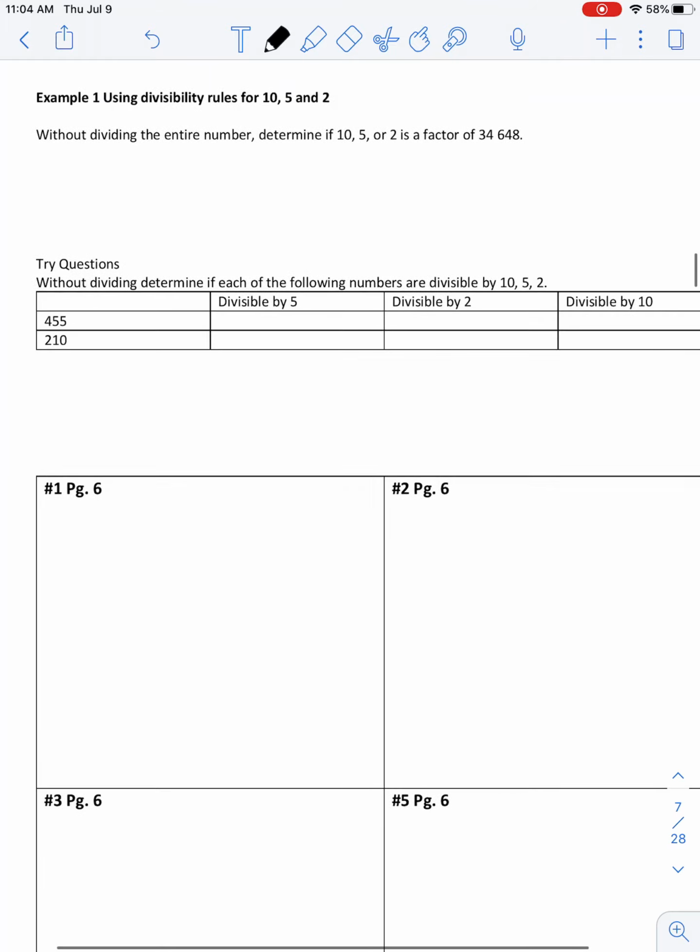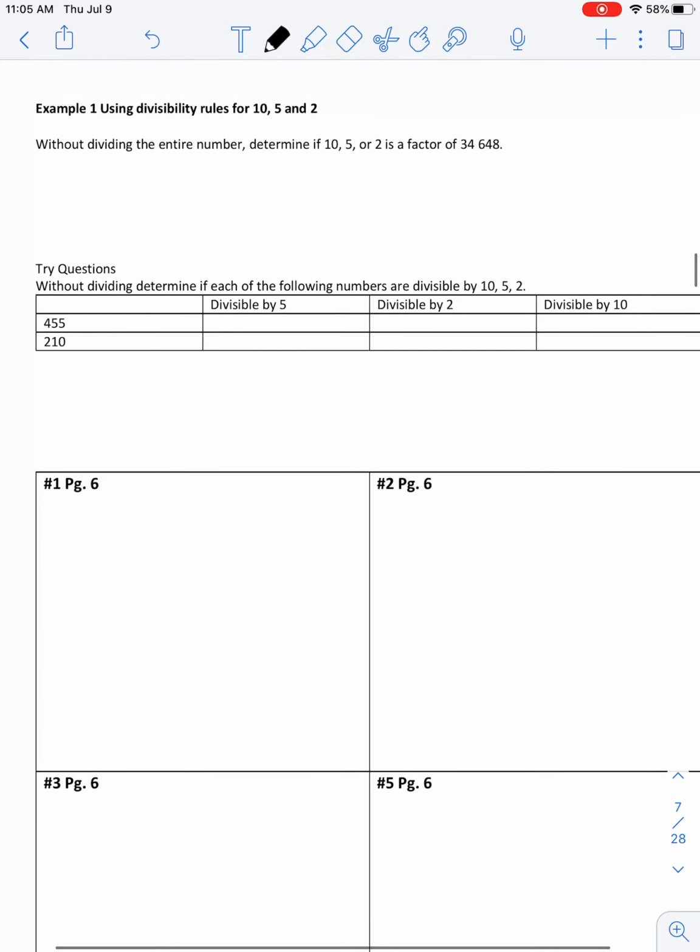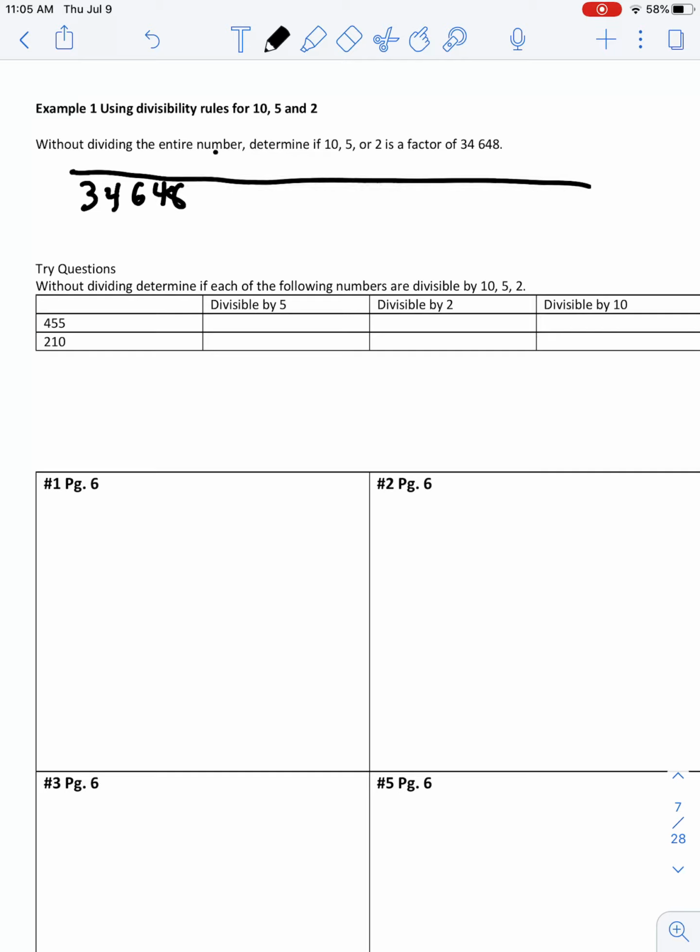Okay. So, using that information, we're going to go through these two examples. Without dividing the entire number, determine if 10, 5, and 2 is a factor. Well, what I like to do is make a chart. 3,468. And then I'm going to go by 2, 5, and 10. If you remember the rule of 2, if it ends in 0, 2, 4, 6, or 8, it's divisible by 2. It ends in 8, therefore it is divisible by 2.